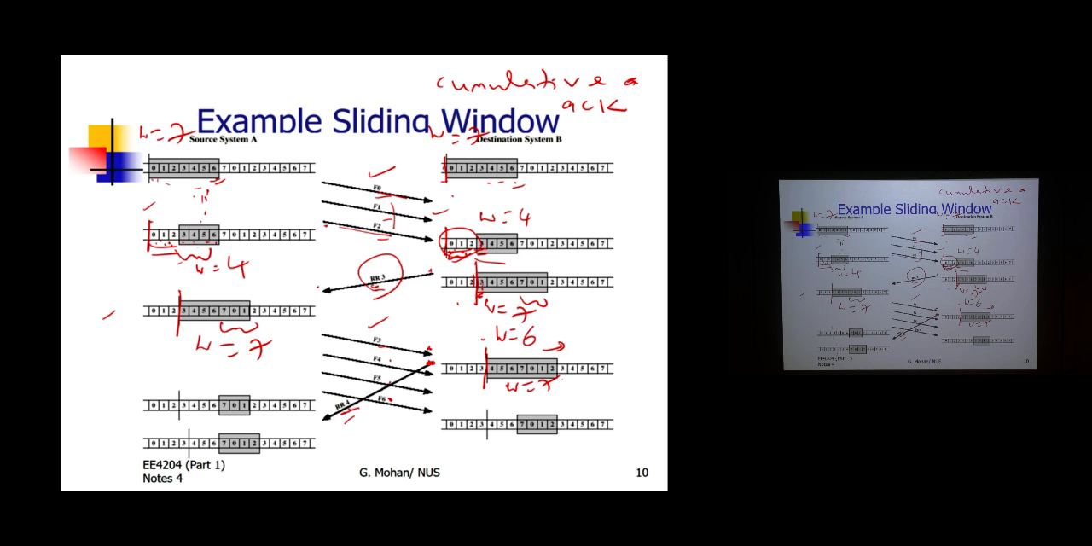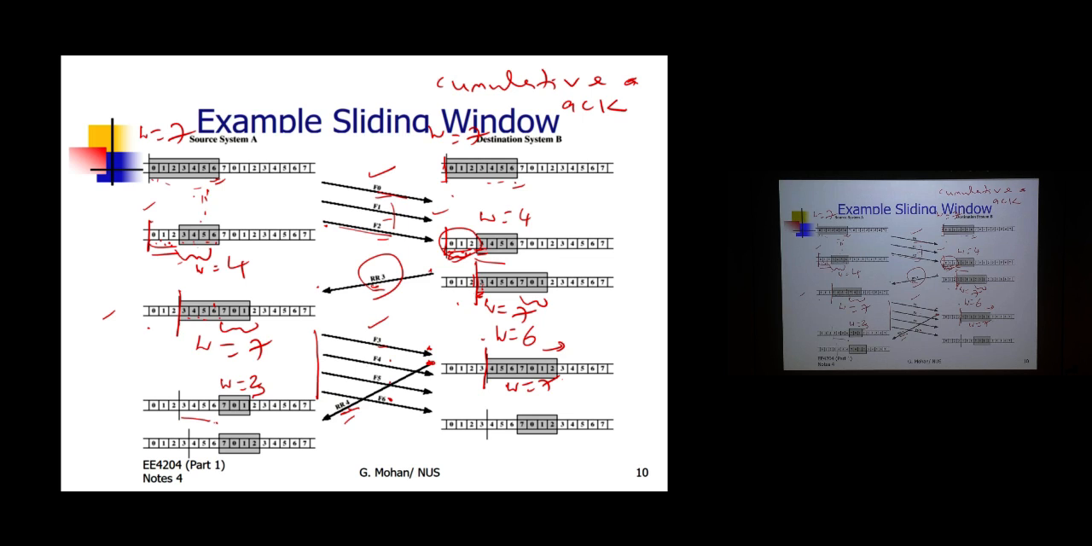Okay. After these 4 frames are sent from the sender, the state will be something like this, because 3, 4, 5, 6 are sent. So window shrinks. Now window becomes 3. There are 4 frames which are here.